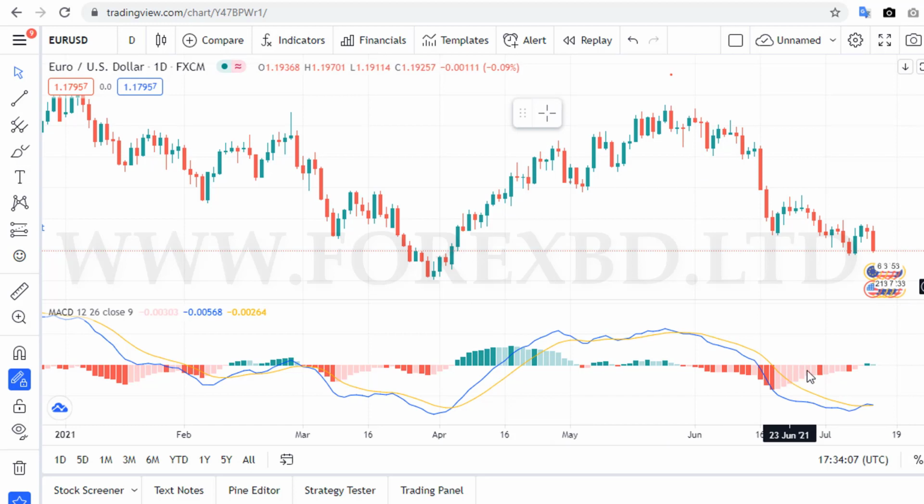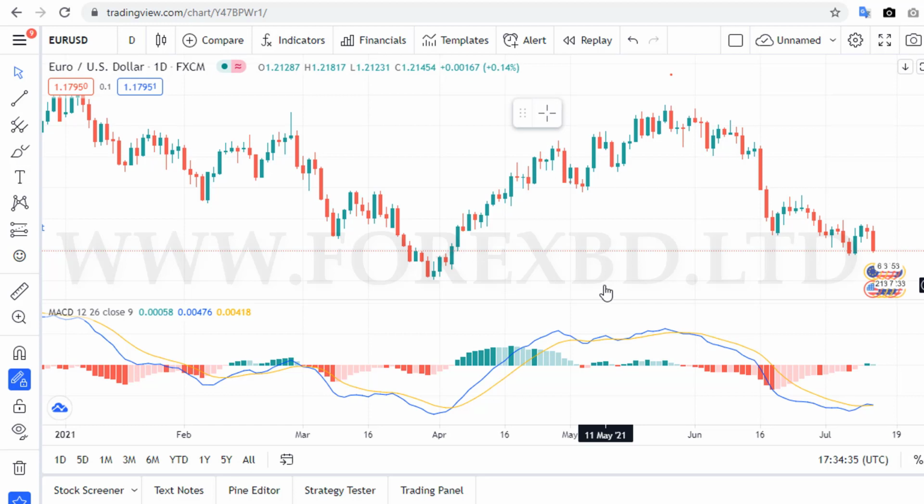Moreover, the size of the histogram increases when there is a large movement in the market. Again, when there is not much movement in the market, the histogram is small. So you will take entry like this: when the MACD line crosses the signal line and goes up, you will take a buy entry. And when you see the MACD line cross the signal line and go down, then you will take a sell entry. This way you can follow it and take entry.